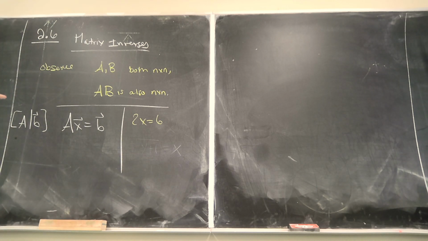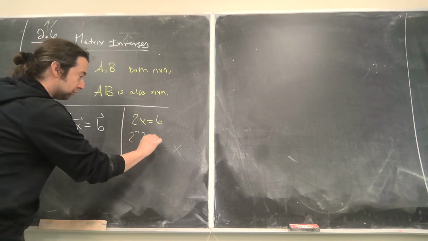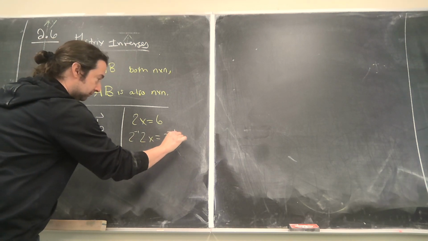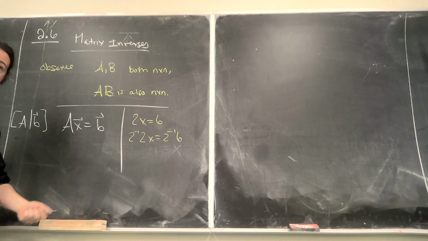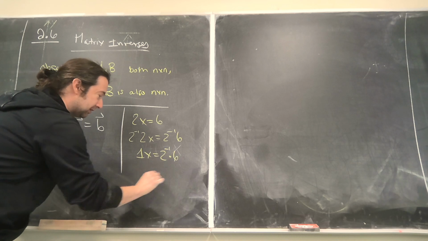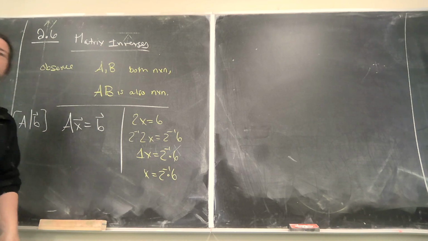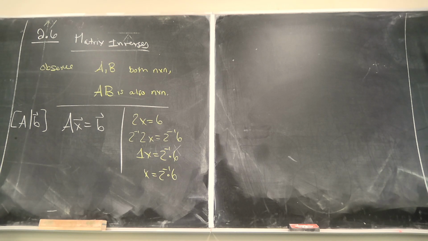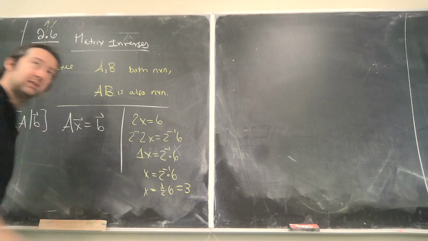So what I mean by that is, if I gave you numbers, 2x is equal to 6, you can solve that equation for that unknown x by multiplying both sides by the inverse of 2. And then the inverse of 2 times 2 is equal to 1, the multiplicative identity. So you get 1x is equal to 2 inverse times 6. And so x is equal to the inverse of 2 times 6. And it would sure be nice if we could figure out what the inverse of 2 was. Well, with numbers, that's easy because you just take the reciprocal, right? x is equal to 1/2 times 6, which is equal to 3.